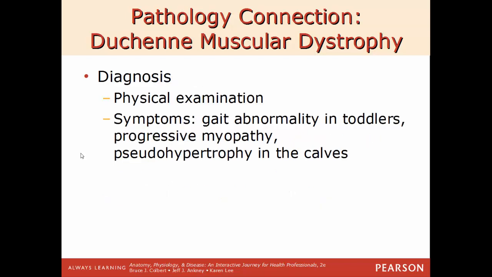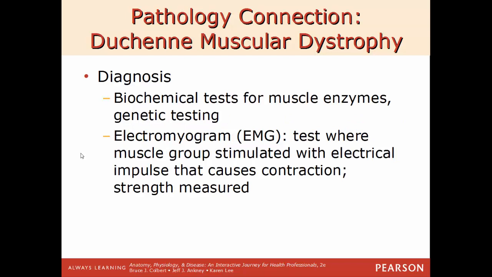The way to diagnose this condition, physical exam, there's an abnormality in the gait or the walking pattern of a toddler. You have a progressive myopathy and then a pseudo-hypertrophy in the calves. You can also diagnose this condition by doing genetic testing, doing biochemical tests for particular muscle enzymes, doing an EMG, electromyogram. This will measure the strength of a muscle contraction. So seeing where a muscle may be getting weaker and weaker could give you a pattern to diagnose this condition.